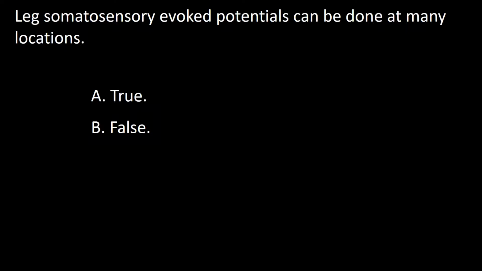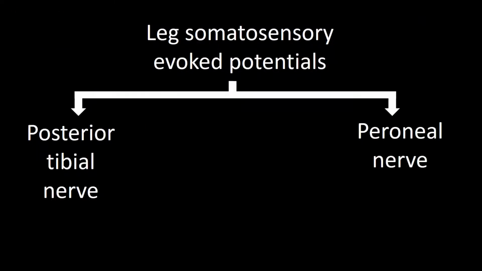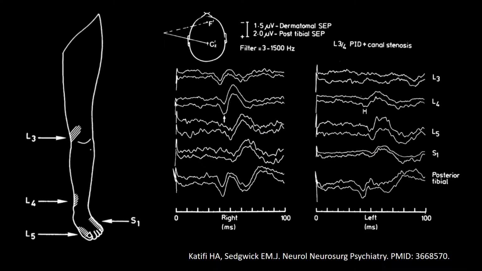Next question. Leg somatosensory evoked potentials can be done at many locations. A true, B false. In addition to these two nerves that we have just talked about, somatosensory evoked potentials of the legs can be done using other nerves, as I will show you in the next frames. The location of the stimulus in this study is indicated by the arrows. The spinal segments are also labeled. The test was done in both legs.